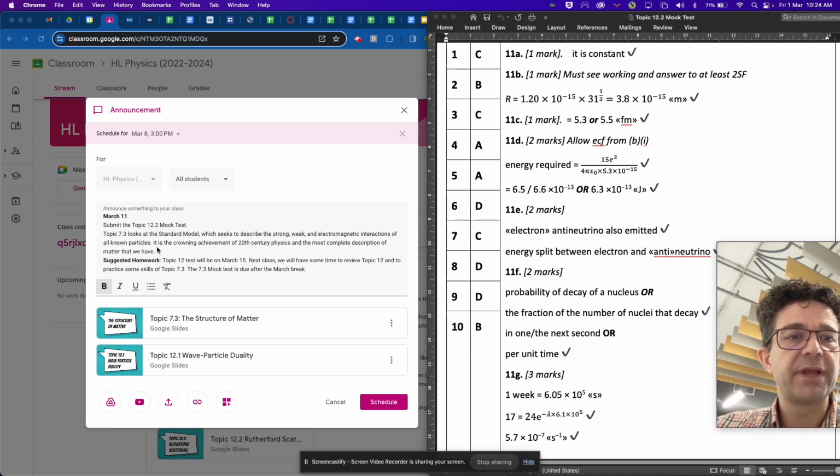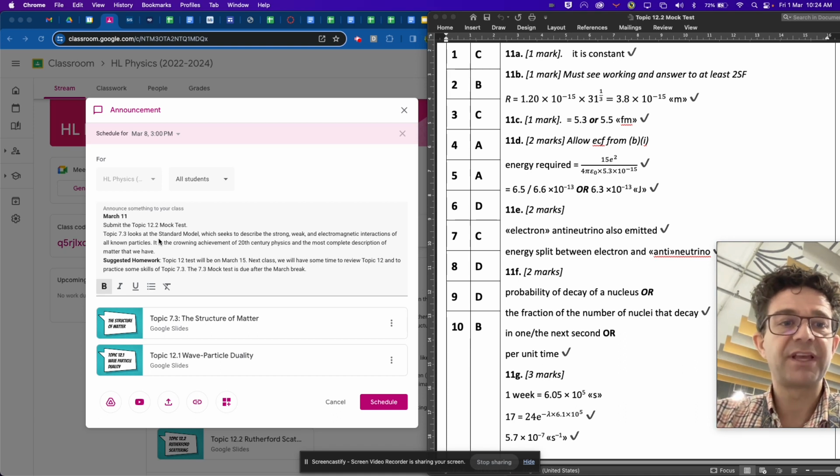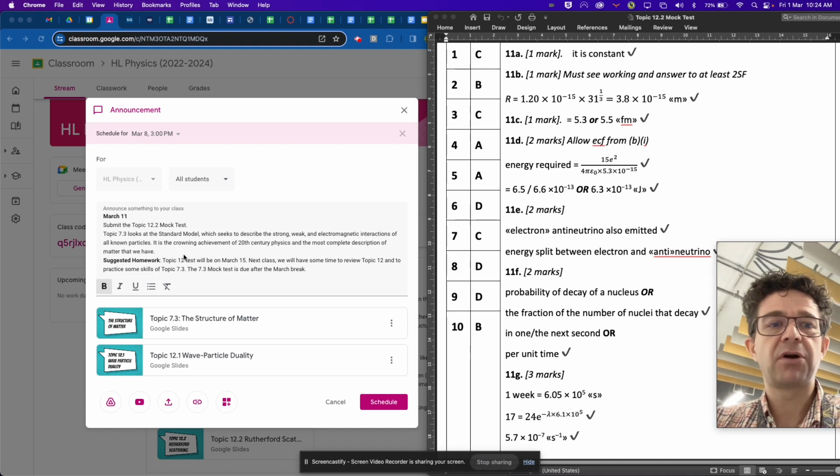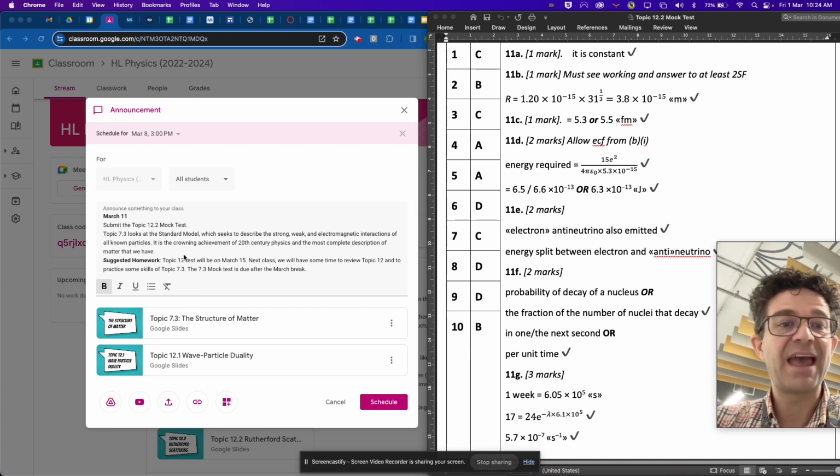Then we'll go into topic 7.3. Topic 7.3 is the last of the new material that we're going to look at, and it looks at the most modern physics that we will study in this course. It looks at what's known as the standard model of matter, which is a particle model of all of the forces and all of the matter that exists in the universe that we know of. So it pretty much covers everything.